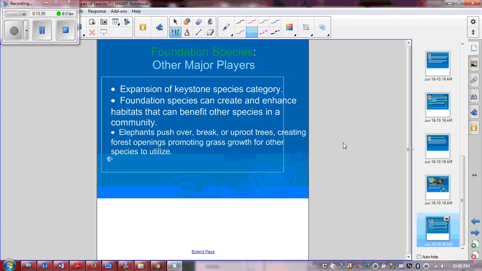Foundation species is another type of important species. These ones are kind of like the keystone species, but they really just make the environment better for the critters that are around them. The next video after the one about the otters is one about elephants, who are a good example of foundation species. And if you've never seen an elephant push over a tree, it's kind of cool.